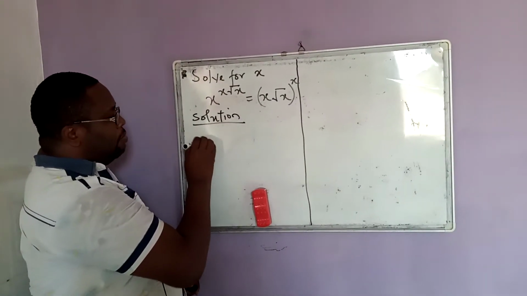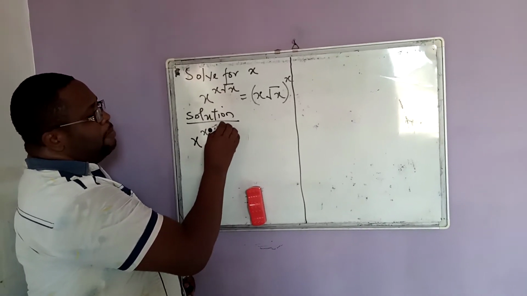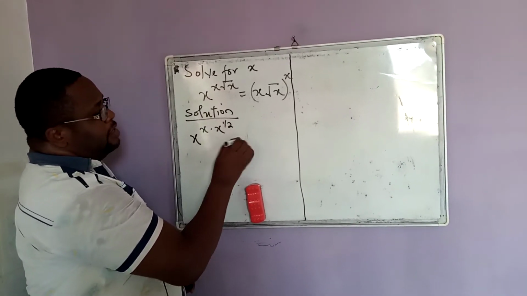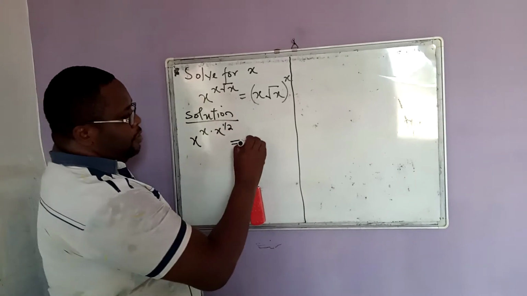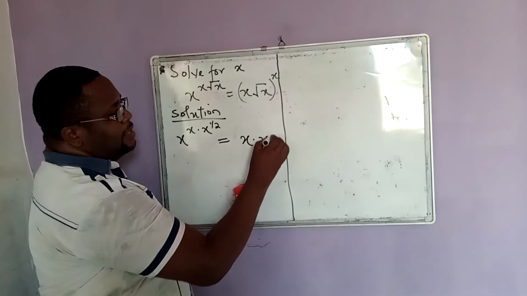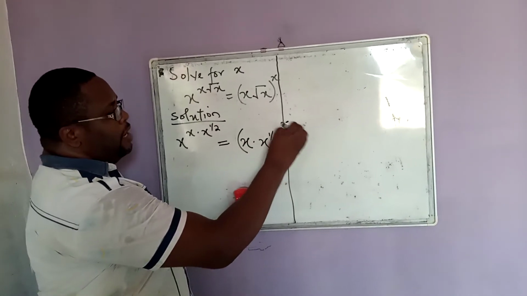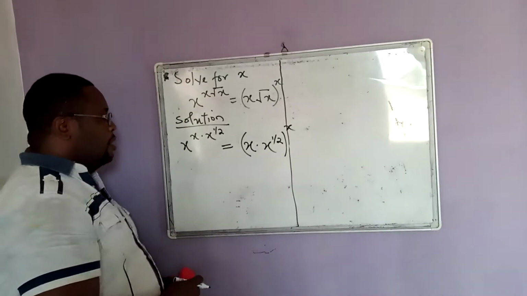So this simply becomes x raised to the power x multiplied by x to the power half. And this is equal to, of course, we have x multiplied by this square root of x, which is the same thing as x to the power half, now all raised to the power of x. Okay, thank you. Now what do I do?